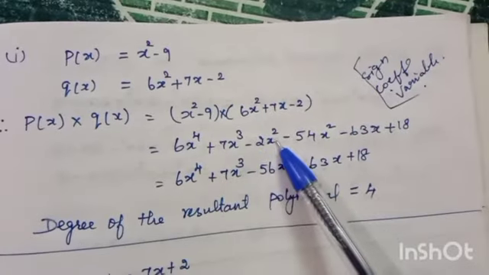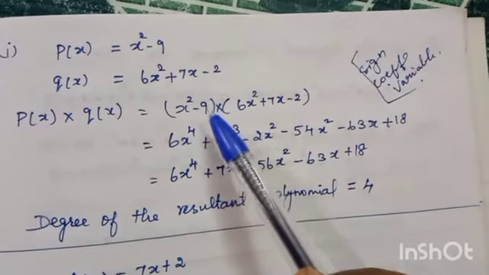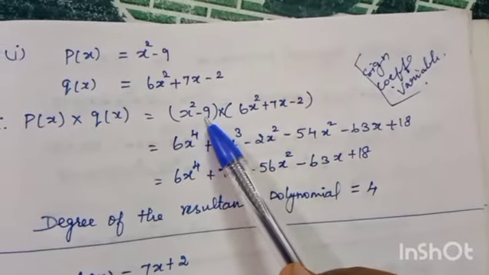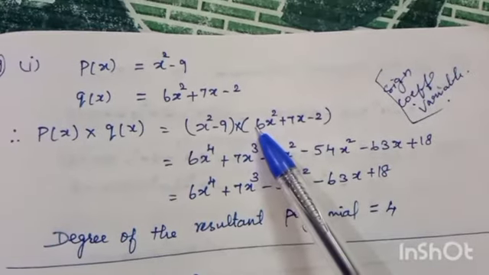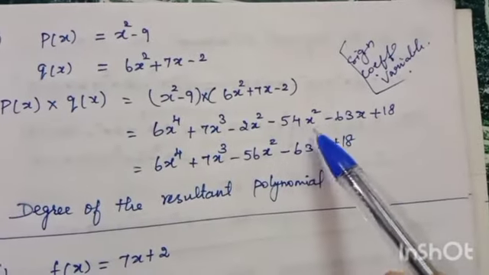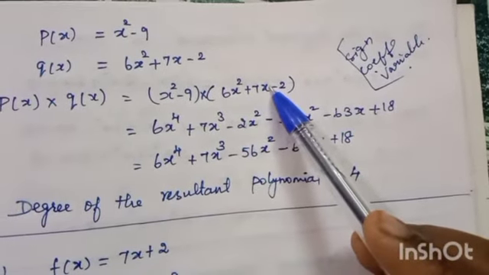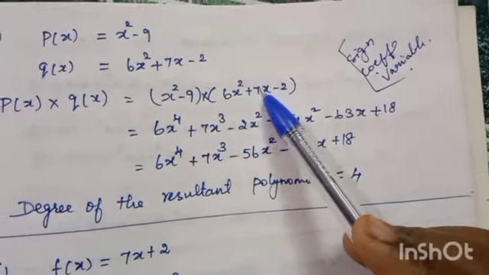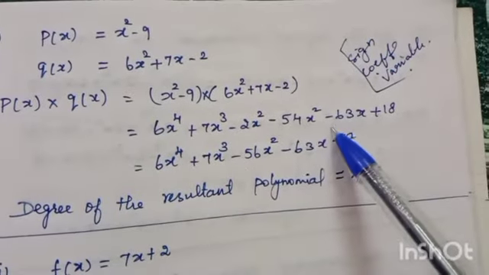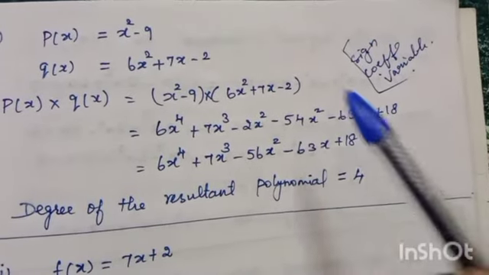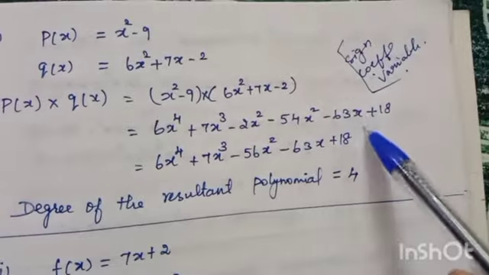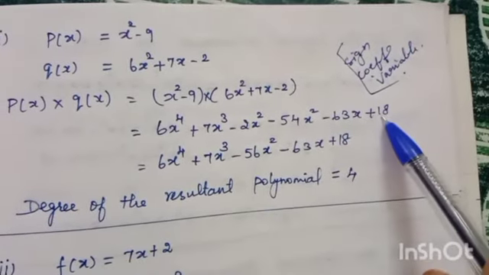Then x square. Okay. Next you have to multiply with this minus 9. Minus 9 into 6x square, that is minus 54x square. Minus 9 into 7x, so that is 9 7s are 63. Minus into plus is minus, so that is minus 63x. Then minus into minus is plus, 9 2s are 18.